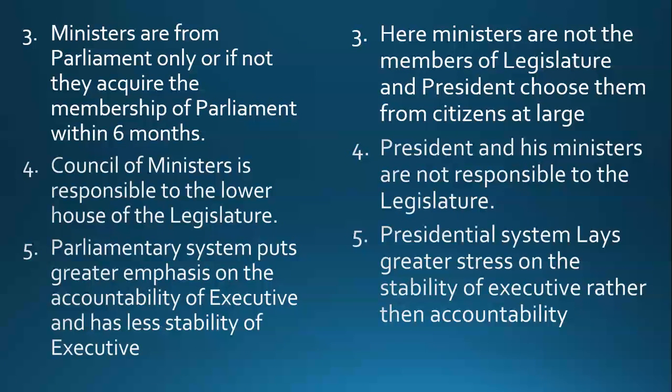He is not responsible towards the legislature, means legislature has no right to punish him or to remove him. Okay. Now what is the fifth difference? In any parliamentary system, friends, what happens is that the parliamentary system puts greater emphasis on the accountability of the executive and has less stability of the executive. Now what does it mean?